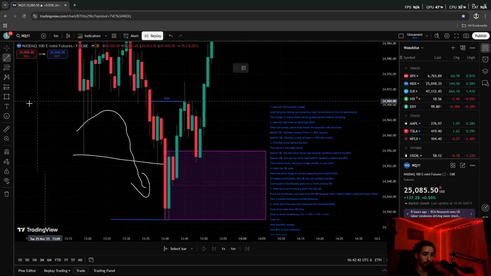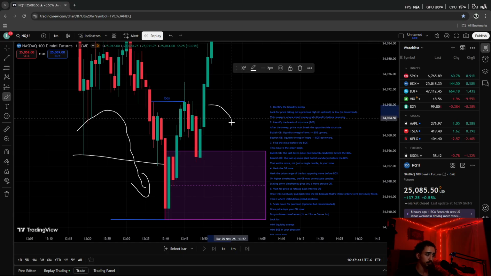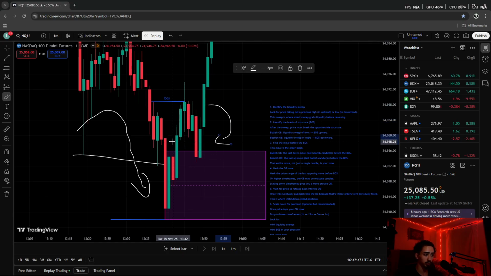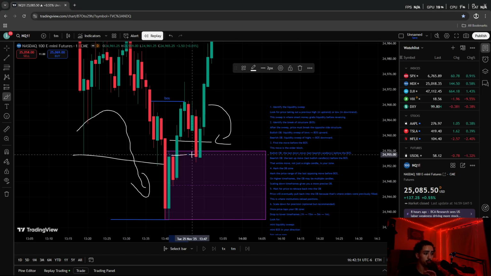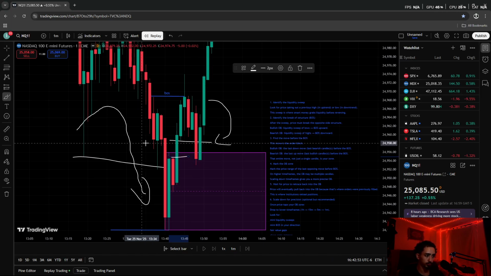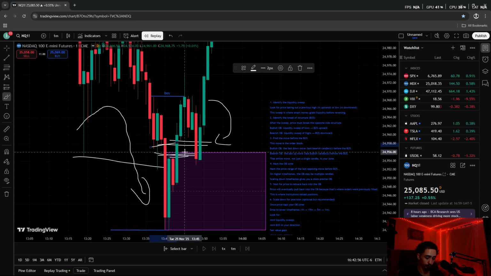What happened after that? Price came down and tapped the order block. But what did it also tap? We had a fair value gap. This is also two fair value gaps lined up, so it's even better.